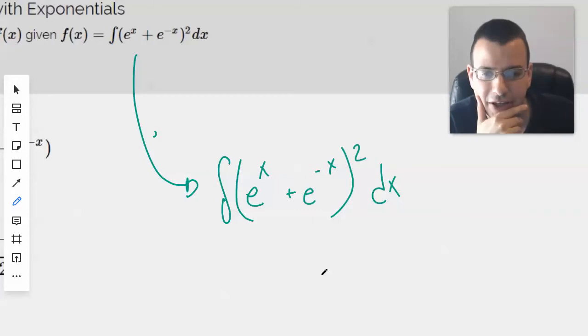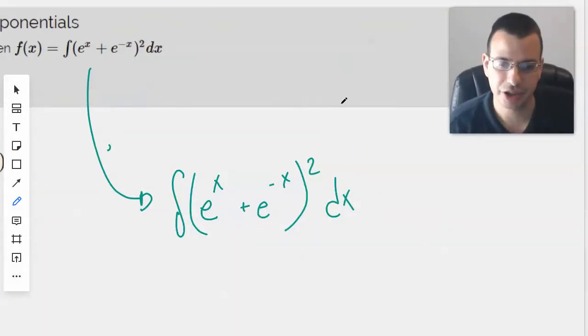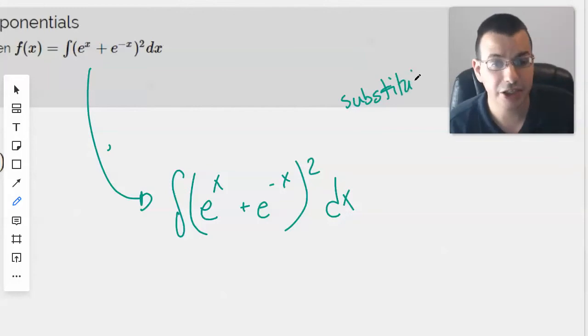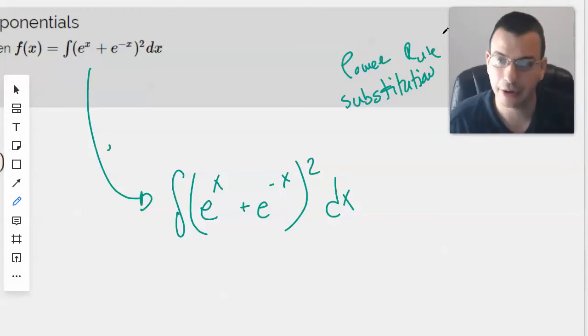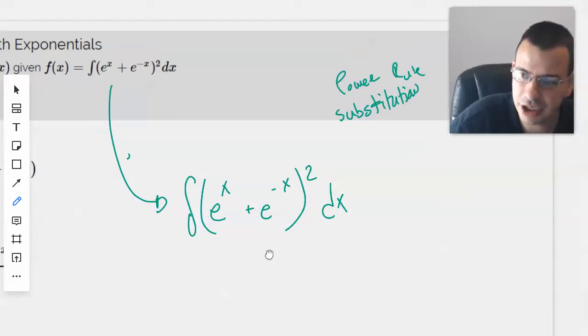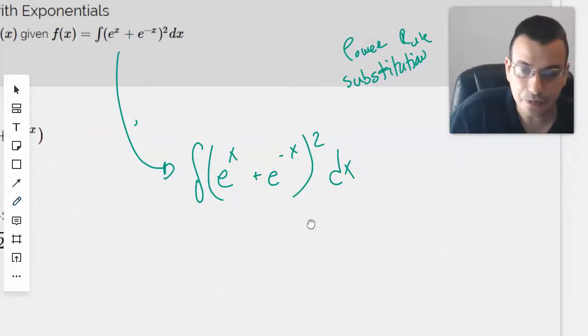So the general thought process is we'd want to do substitution. Actually, first we want to do the power rule. Power rule is generally the easiest method of integration. So if we can do power rule, we want to do that one. Then we do substitution, and then we start grasping for straws.